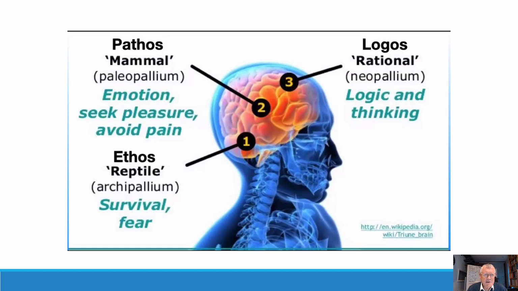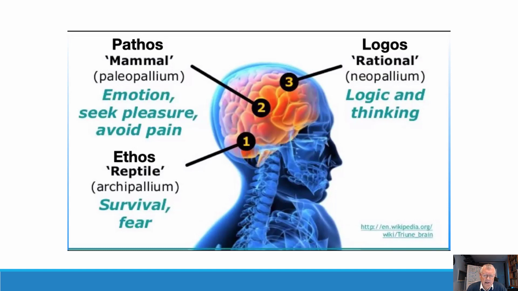The second level, which is called the mammalian brain, is all about emotions and pleasure. So here, once you get past the fear element, the fear level, you can actually appeal to emotions to get people to want to buy whatever it is you're selling.